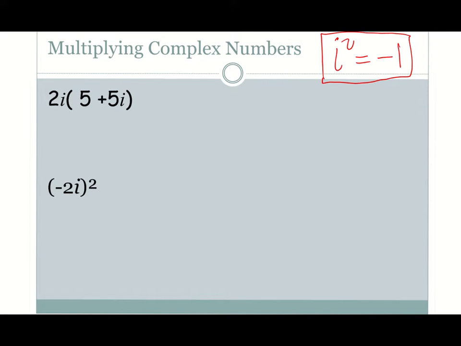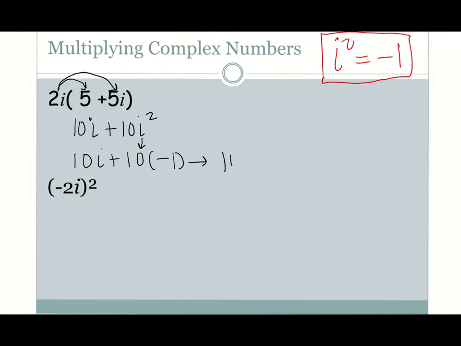So if we look at our first one here, we have 2i times 5 plus 5i. So we have 2i and we just have to distribute that in. So I have 2i times 5, which gives me 10i. And then 2i times 5i, I multiply the two real numbers, 2 times 5, which is 10. And then I have i times i, which is i squared. But we just said i squared is -1, so I can take this i squared and replace it with a -1. So I have 10i plus 10 times -1.